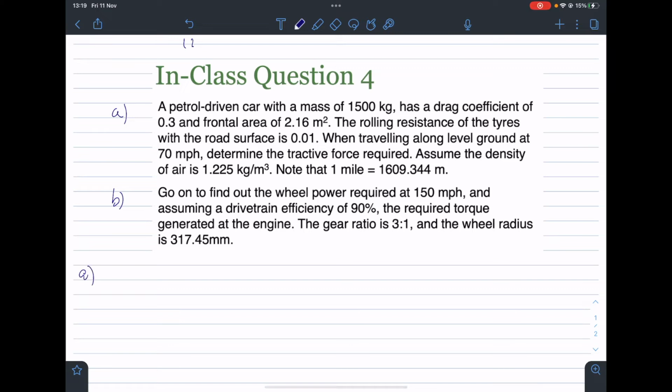So for part A, we know that the tractive force, F of T, needs to overcome the aerodynamic, F of A, and the rolling resistance, FRR. And F of A we know is 1/2 rho CdA V squared, and the rolling resistance is the coefficient of rolling resistance times the normal force. The road is level, so theta is 0, so we don't have to worry about the grade resistance.